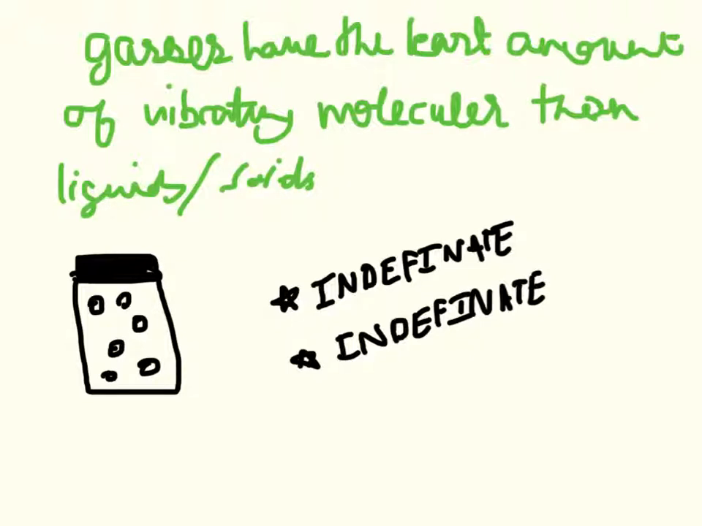And also, as we learned, as you heat up a solid, it turns into a liquid, allowing molecules to move more freely. And if you add heat to a liquid, it turns into a gas, which is called boiling. It makes the molecules move even more. Gases have an indefinite shape and an indefinite volume.